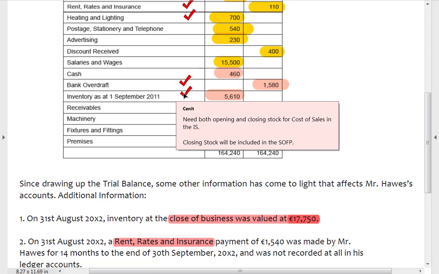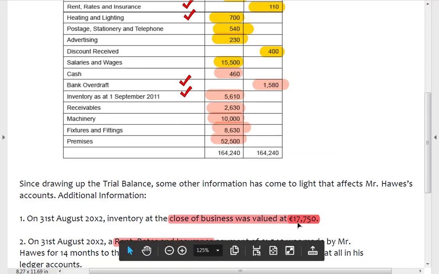So I'm going to tick inventory because I know I'm going to have to do something with inventory. And also then I need to say to myself, well, look, I'm going to need both the opening and the closing stock for my cost of sales calculation in the income statement. And I'm going to need the closing stock to be included in the statement of financial position. So as I've done here, I've highlighted the 17750. I would highlight that, and just beside it there I would write statement of financial position.